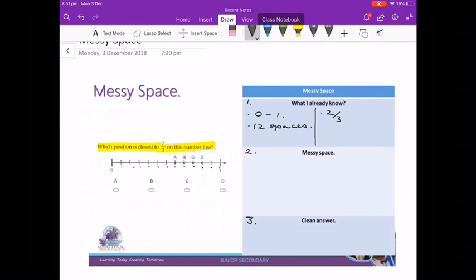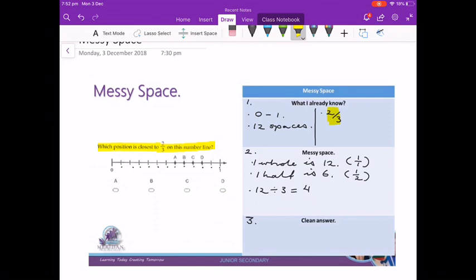So I know that 1 whole is 12. I'm going to write that as a fraction. If a whole is 12, I know that 1/2 is 6. Again, writing it as a fraction. But I still need 2/3. So I'm going to start by breaking that 12 up into thirds. I'm going to do that by dividing. So each third is worth 4.